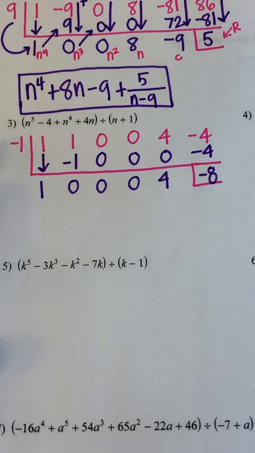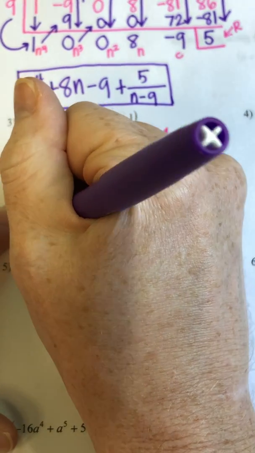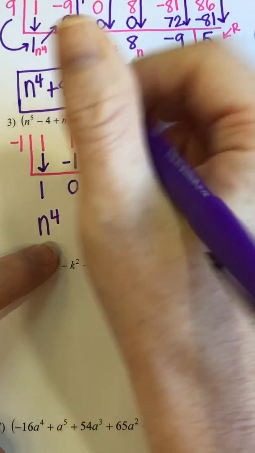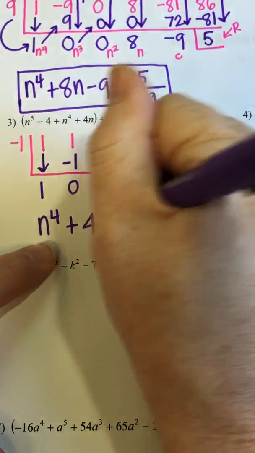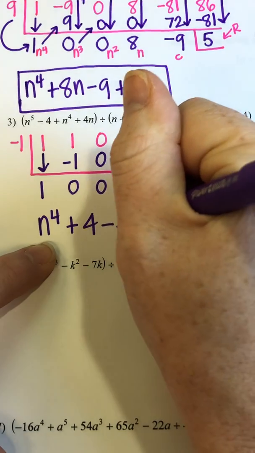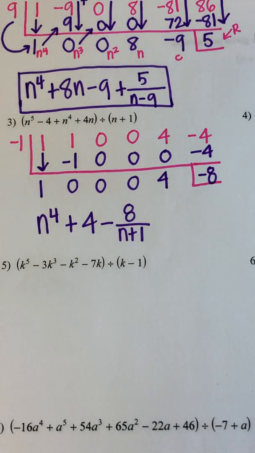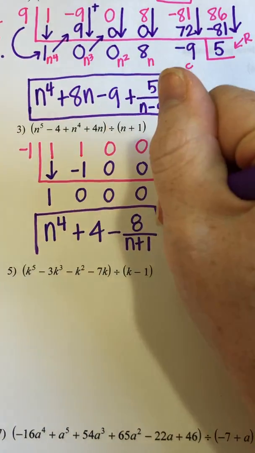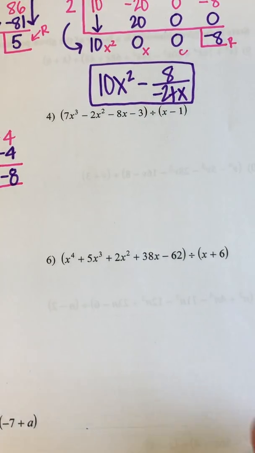Okay? I started with n to the 5th, so this is going to be what? 1 n to the 4th, third, second, first. This number right here is just going to be a constant. And I have negative 8 as my remainder. And what will I put it over? N plus 1. Okay. That's my answer. I'm going to put a box around it. And I'm going to move to number 4. Okay? Number 4.